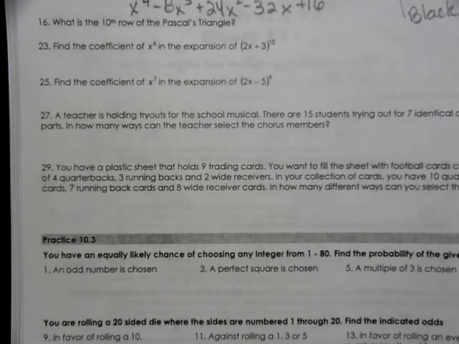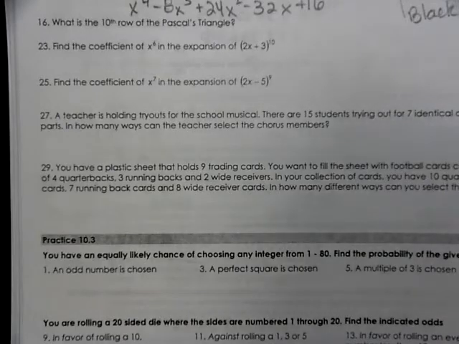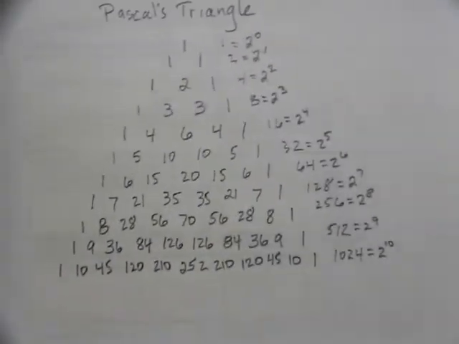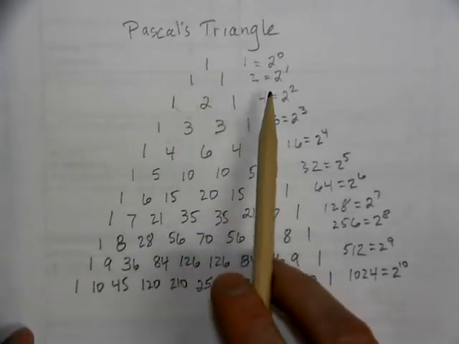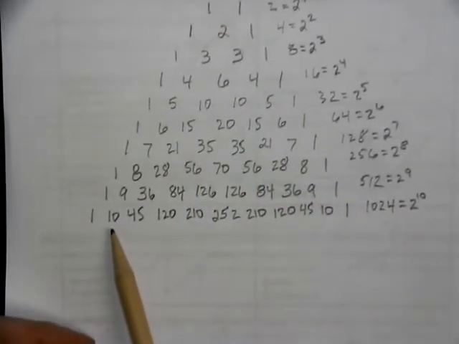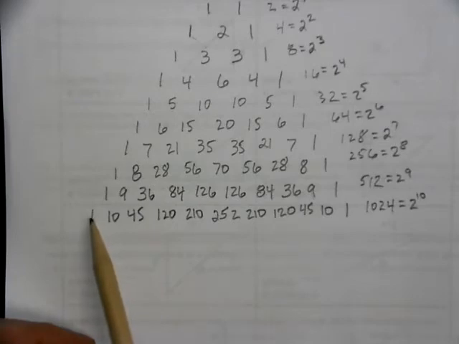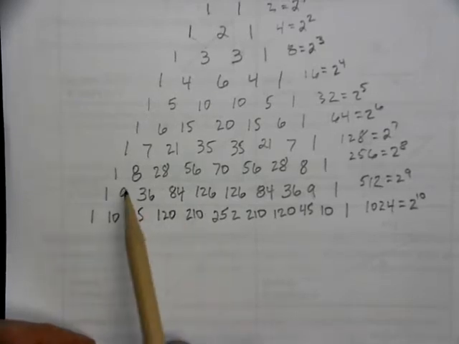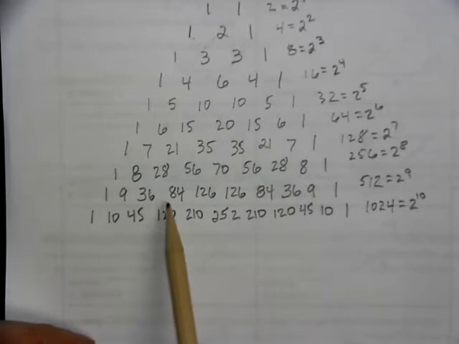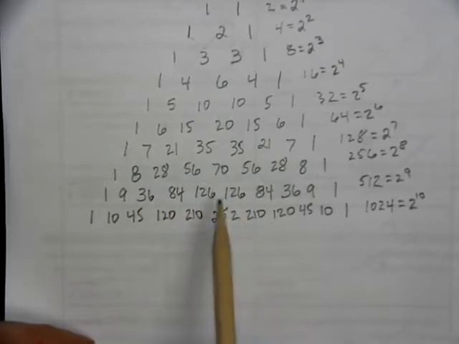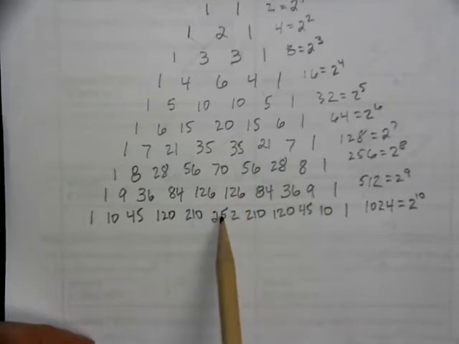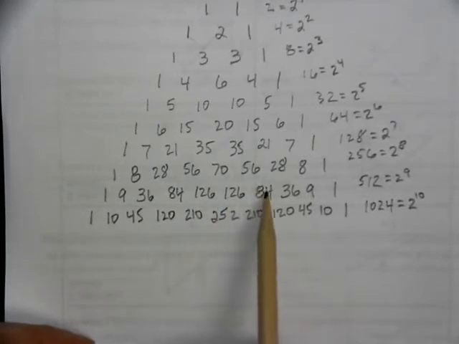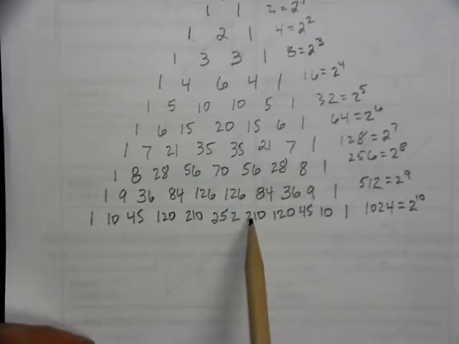The 10th row of the Pascal's triangle. Using a Pascal's triangle that you've already made, you come down and look at your 10th row. You see that you have a 1 and a 10, and then several numbers that are made by the previous two numbers that it's in between. 126 plus 126 makes 252. 126 plus 84 makes 210. And so forth all the way through.